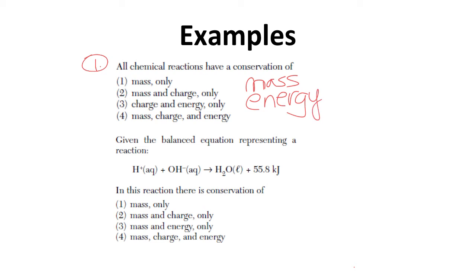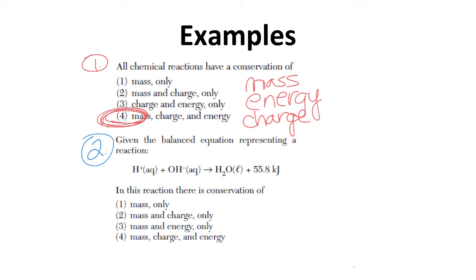So you might have chemical energy converted to heat energy, but again, the total amount of energy would remain constant. And charge is also conserved. So if one substance loses an electron, another substance would gain an electron. So mass, charge, and energy are always conserved.